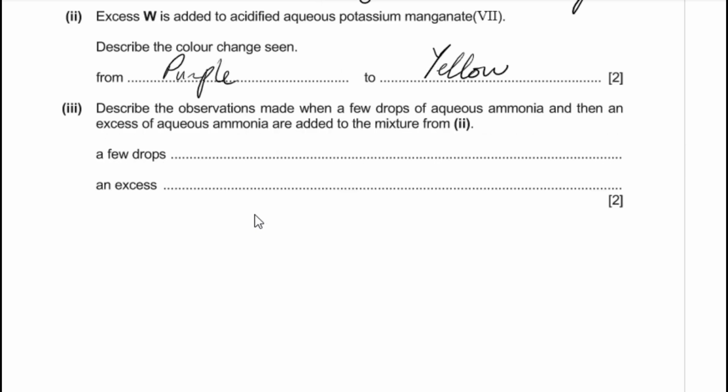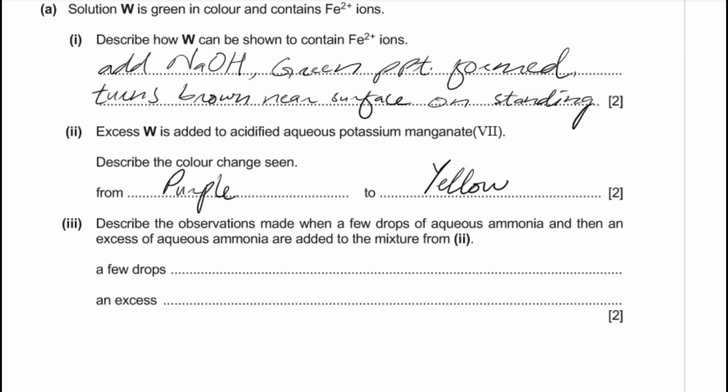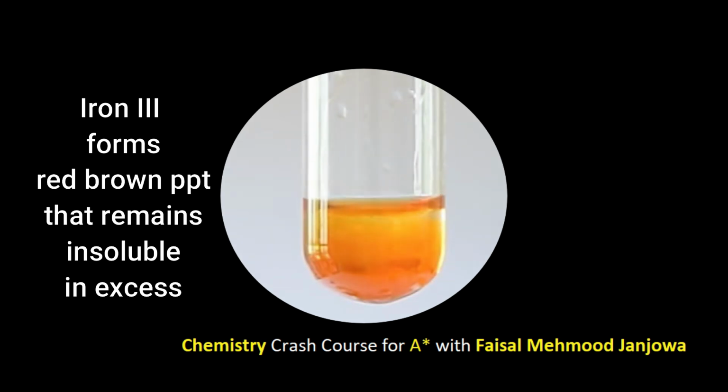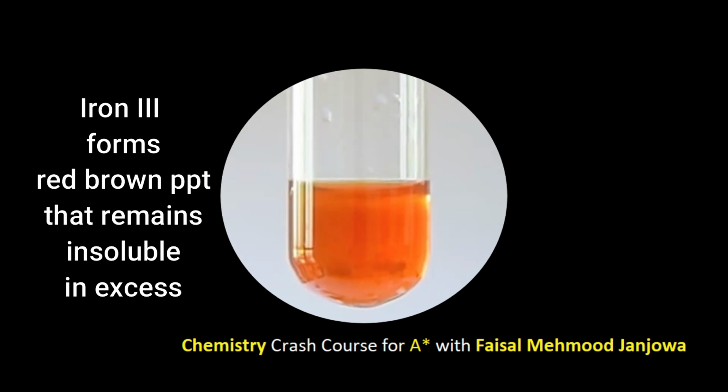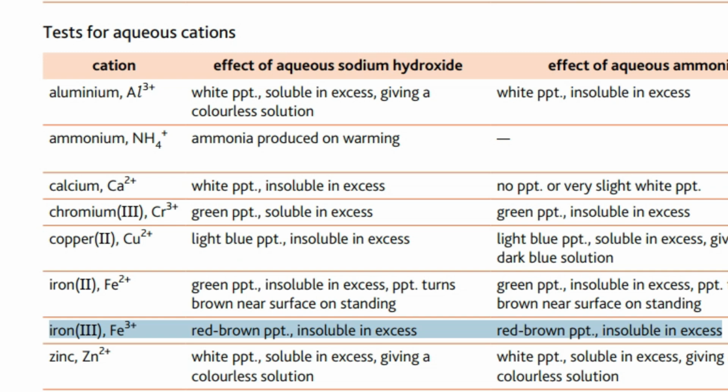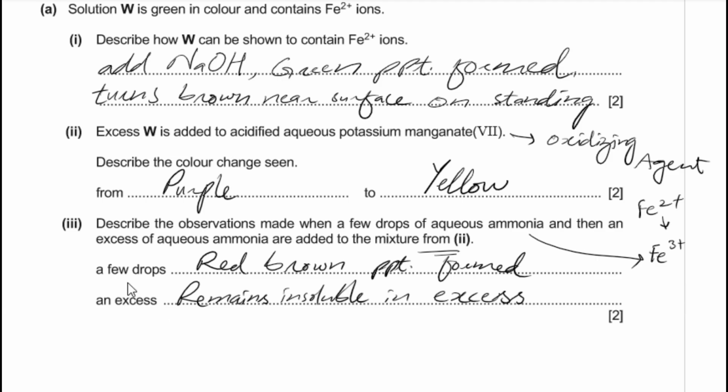Describe the observation made when a few drops of aqueous ammonia and then excess of aqueous ammonia are added to the mixture. I hope you remember that potassium manganate is actually an oxidizing agent. It would oxidize Fe2+ to Fe3+. That's why when the mixture is tested, basically it would be a test for iron 3 ions. We are given the data sheet. Using the data sheet, we can see that a red-brown precipitate would be formed that would remain insoluble in excess when ammonia is added. So we would write that when a few drops of ammonia are added, a red-brown precipitate is formed that remains insoluble in excess.